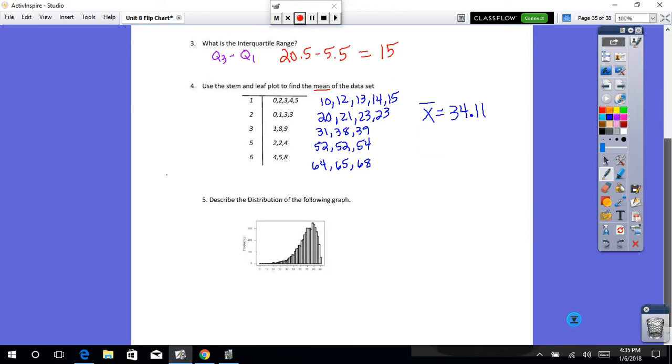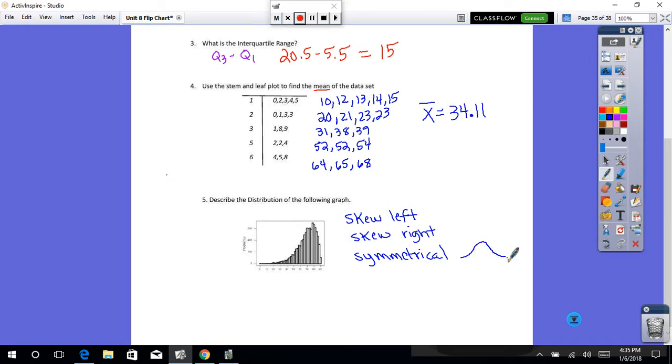Okay, number 5 was that skewed issue that we talked about. Okay, remember we had 3 different types of skewed. We have skew left, we had skew right, and then we had symmetrical. Okay, symmetrical, we worked with the most. Okay, with our normal bell curve, our normal distribution, our percentages, all that stuff. Okay, that would be a perfectly shaped bell curve that looks like this.